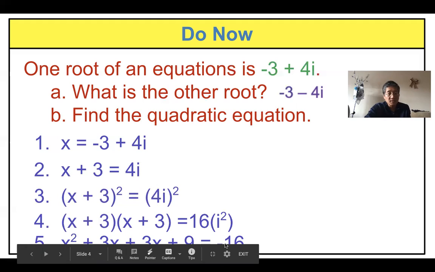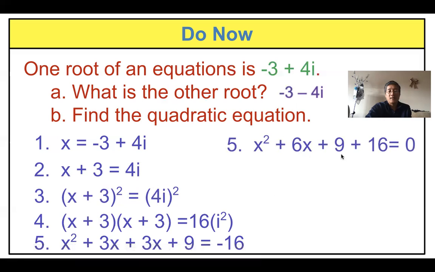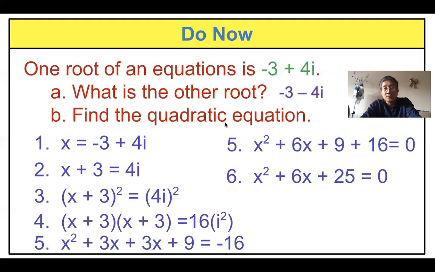Now we need to move this -16 to the left side by adding 16 to both sides. Then 3x plus 3x becomes 6x, and 9 plus 16 combined is 25. So you will have x squared plus 6x plus 25 equals 0 as your original equation. See, you can do it, right?